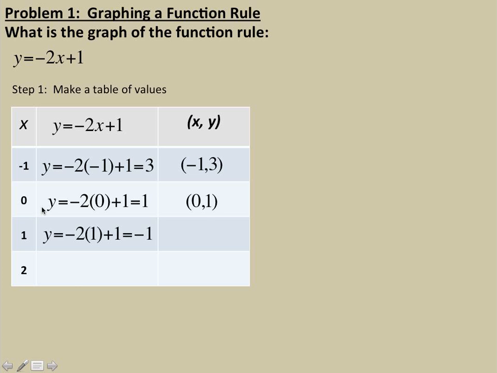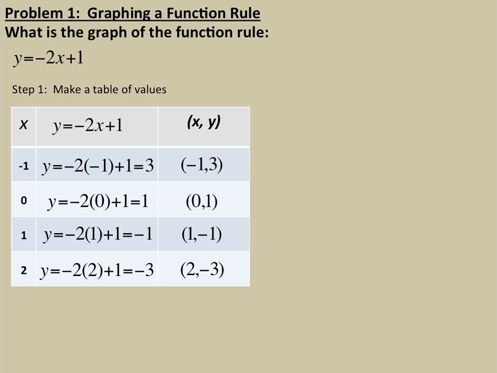If I plug in 1, I would have negative 2 times 1, which would be negative 2, plus 1 more, which would make negative 1, so 1, negative 1. And then if I plug in 2, I would have negative 2 times 2, which would be negative 4, plus 1, which would make negative 3. So the last point would be at 2, comma, negative 3. Alright, so that went pretty quick, so if you need to rewind or pause to get all that down, make sure you do that.